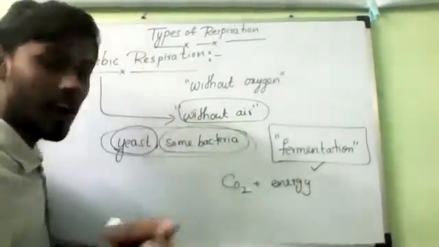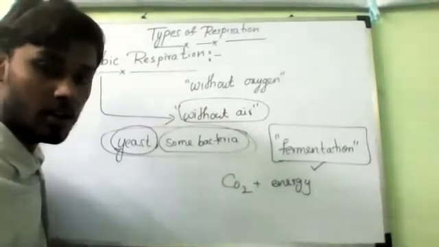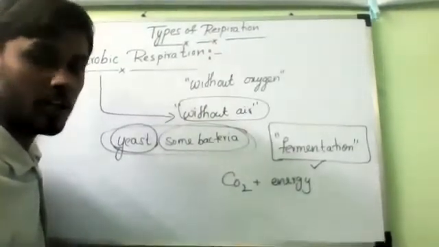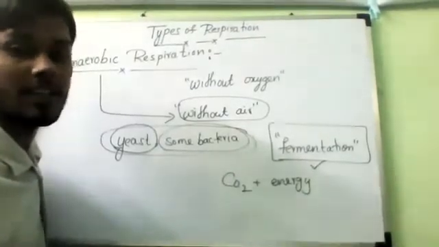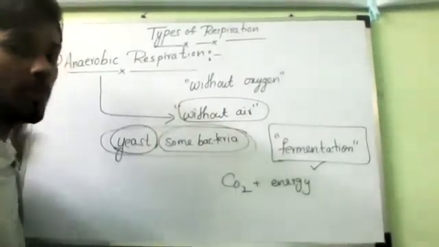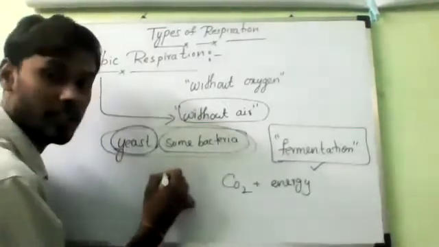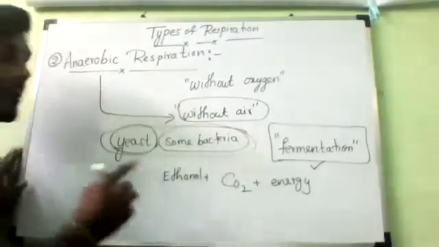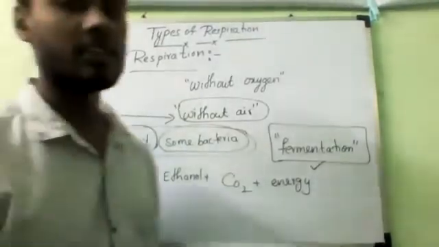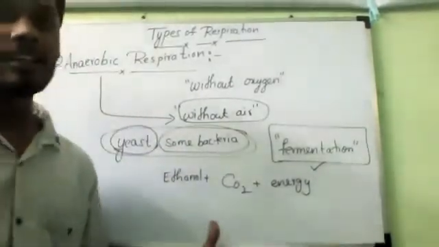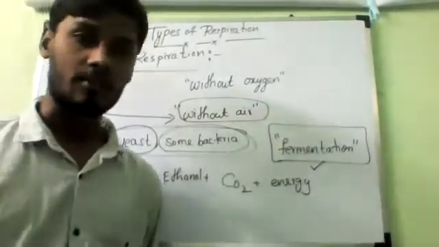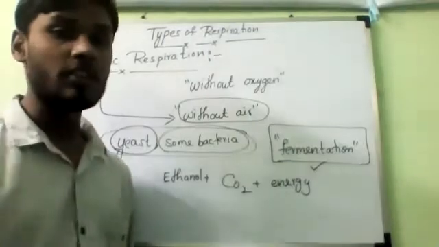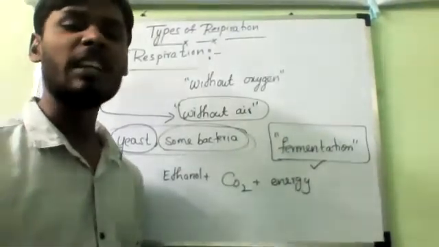Ethanol, sir. Ethanol. Who said that? Pranav, very good Pranav. Ethanol is the product, that is what you should remember. So in this one we get ethanol and carbon dioxide, and energy is released. This energy is then used by the microorganisms. Anaerobic respiration produces very little energy.